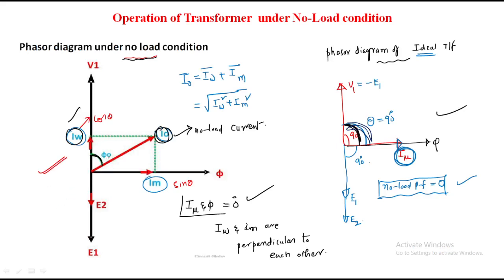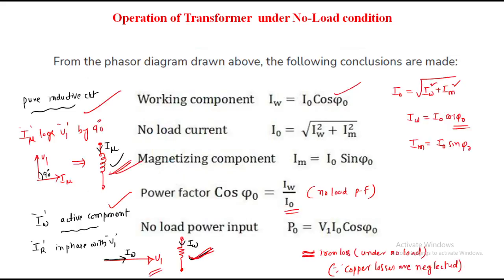This phi naught is nothing but the no load phase angle, and cos phi naught is the no load power factor. This is the phasor diagram of the transformer. Practically phi naught is 70 to 75 degrees, but ideally phi naught is 90 degrees. That's why the no load power factor for an ideal transformer is 0. But coming to a practical transformer, the no load angle is 70 to 75 degrees, that is a power factor of 0.2 to 0.25.